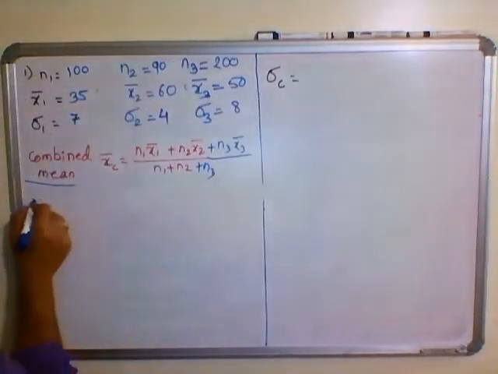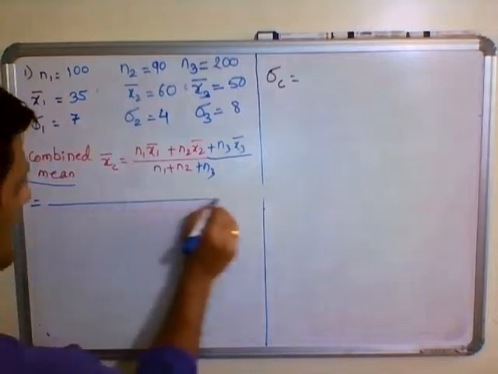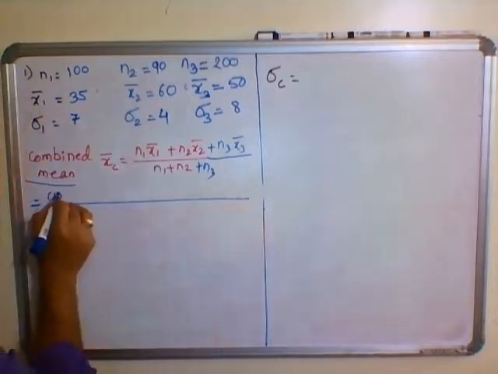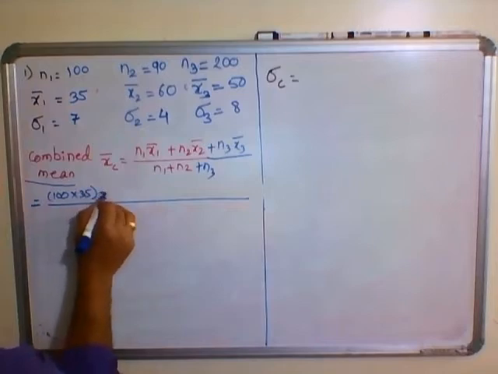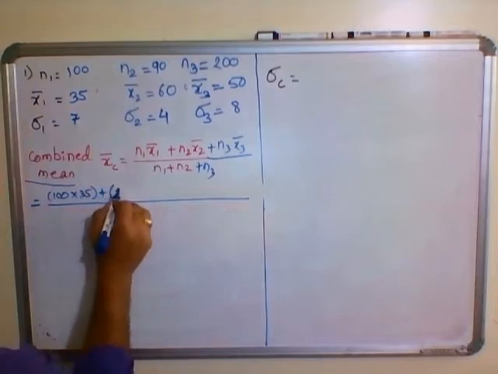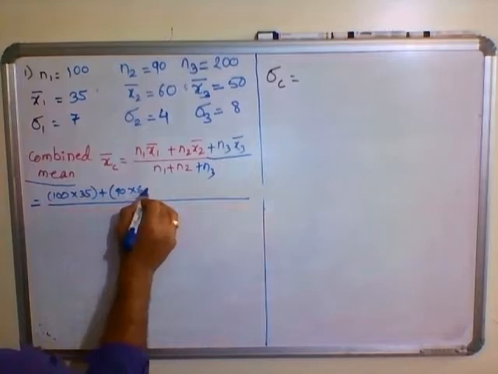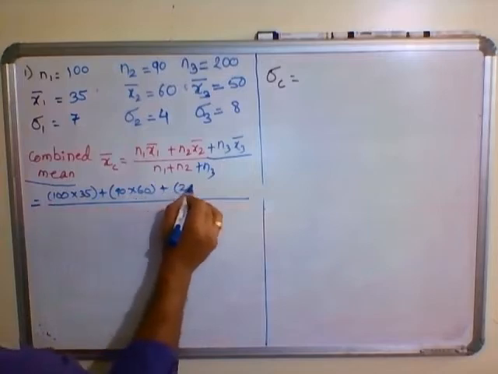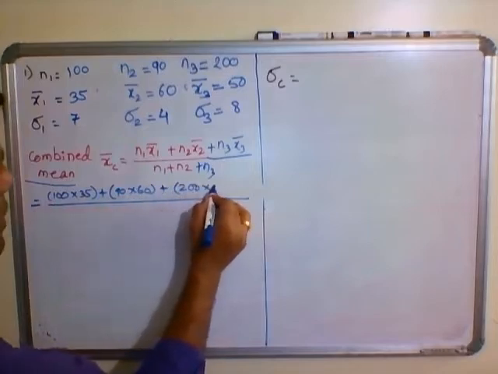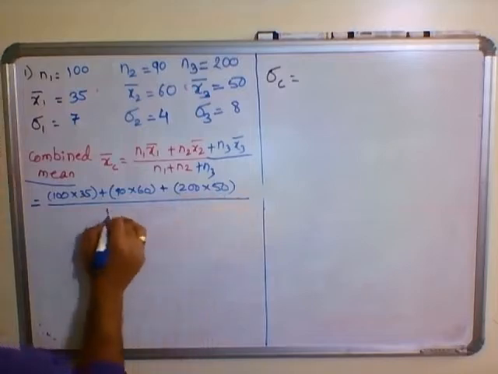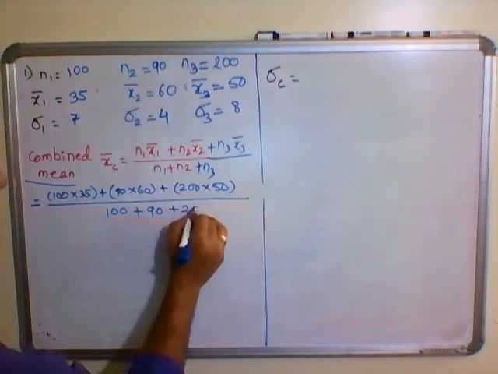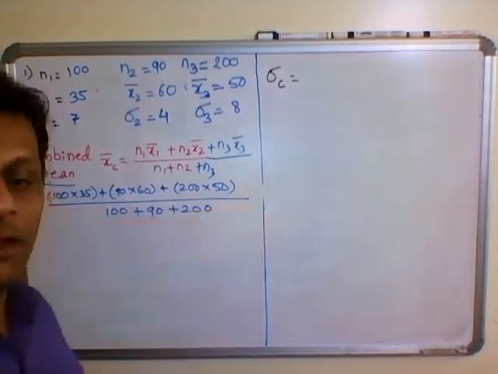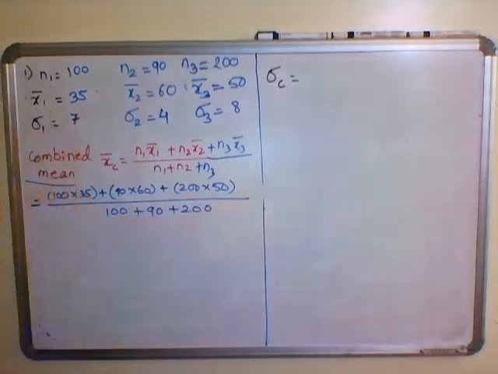Now my values will be: n1 is 100 into x1 bar, that is 35, plus n2 is 90 into x2 bar is 60, plus n3 is 200 into x3 bar is 50, divided by n1, that is 100, plus n2, that is 90, plus n3, that is 200. Fine. So we have substituted all values.